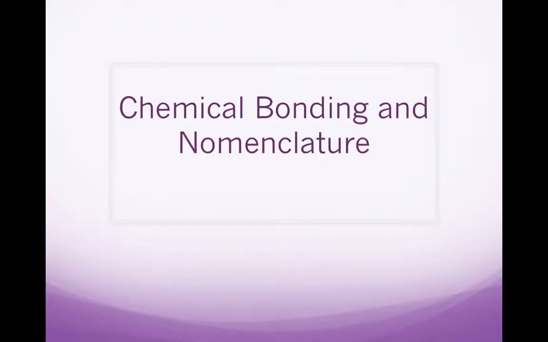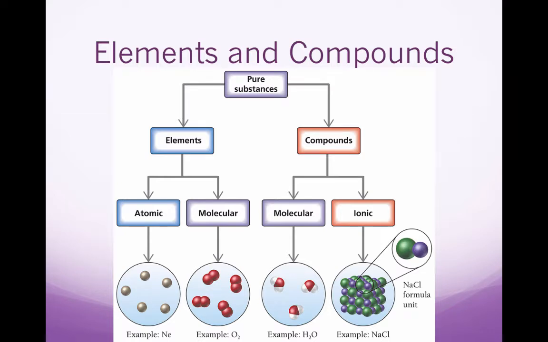Today we're going to talk about chemical bonding and nomenclature. Let's just do a little bit of review. Remember we had talked previously about pure substances and mixtures, and we had said that there's two different types of pure substances, elements and compounds. And then within elements there's two types of elements. There's atomic and molecular. Then within compounds, there's molecular compounds and ionic compounds.